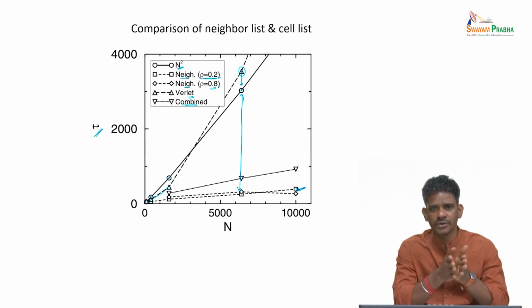So if you write your own code or if you use any commercial software, you will have a choice of using a neighbor list or a Verlet list. Always go for a neighbor list, and that would give us enormous saving in computational time.